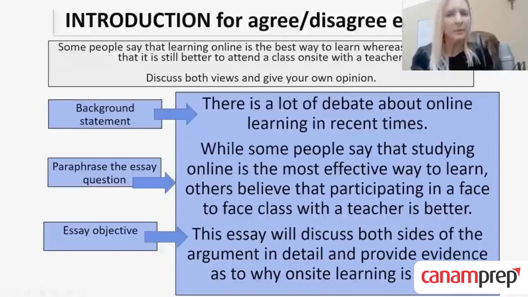Paraphrase: while some people say that studying online is the most effective way to learn, others believe that participating in a face-to-face class with the teacher is better. So in this case, I've replaced the word whereas with while. I've kept the words some people, and instead of learning online, I've put studying online. Instead of the best way, the most effective way. And instead of a class on site, I've just put a face-to-face class, which is pretty much the same thing.